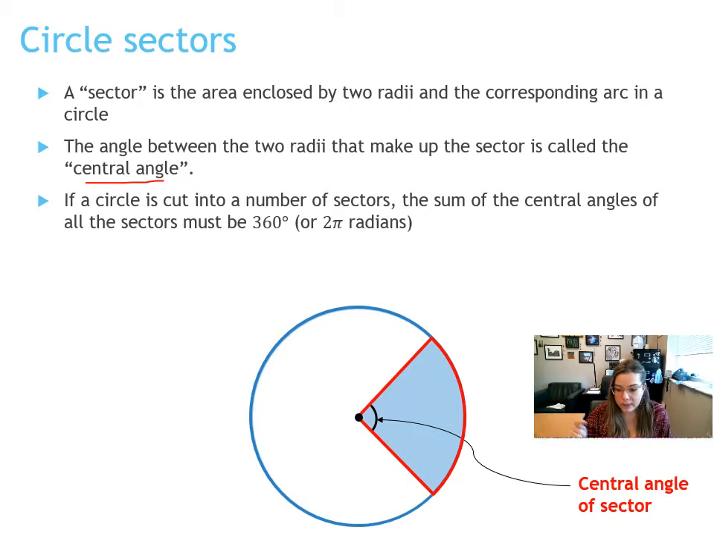Now, all of the central angles added together of all of the sectors of a circle have to add up to 360 degrees. So in this particular example right here, this central angle plus this central angle for that other sector, the remaining section of the circle, those two sectors' central angles have to add up to 360 degrees.